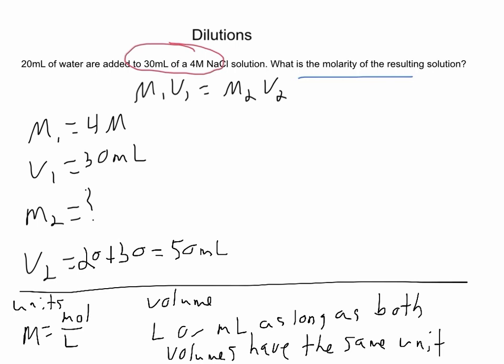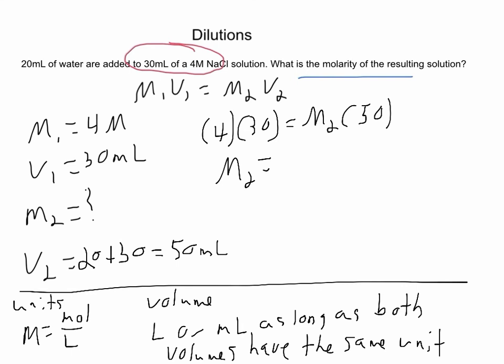So let's solve this, and we get 4 times its volume 30 equals, we don't know M2, but times its volume 50. When we solve for M2, the molarity of the new solution is 2.4 molar. So when we dilute our original 4 molar solution with 20 milliliters of water, we get 50 milliliters of a 2.4 molar solution.